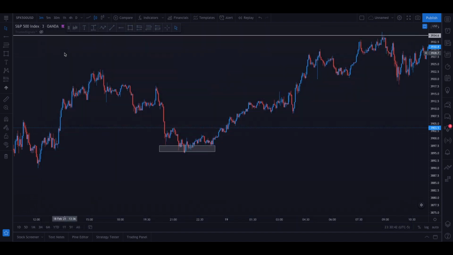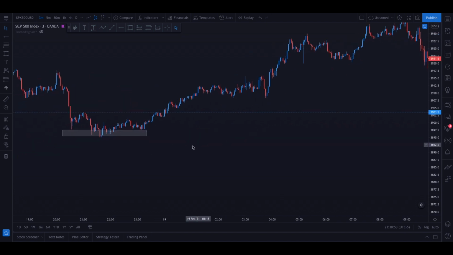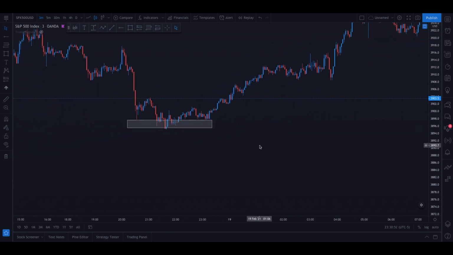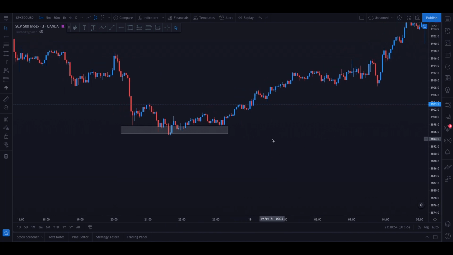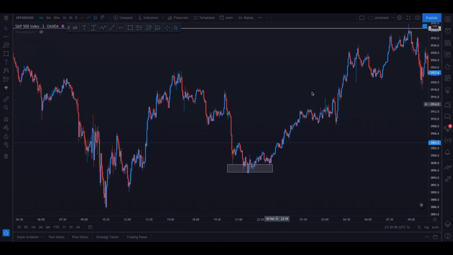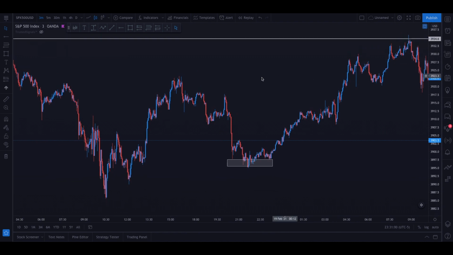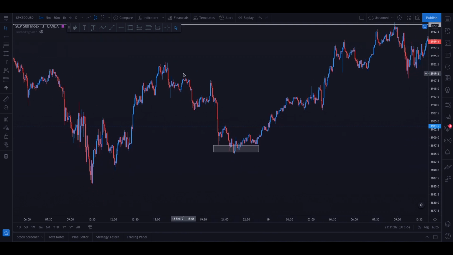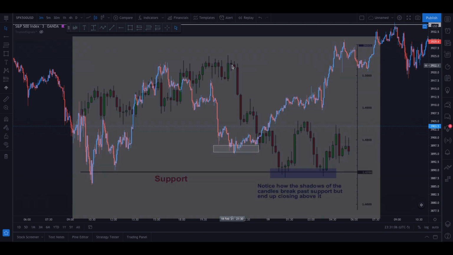Plotting support and resistance levels. One thing to remember is that support and resistance levels are not exact numbers. Oftentimes you will see a support or resistance level that appears broken, but soon after find out that the market was just testing it. With candlestick charts, these tests of support and resistance are usually represented by the candlestick wicks.